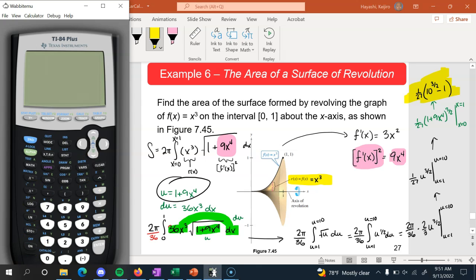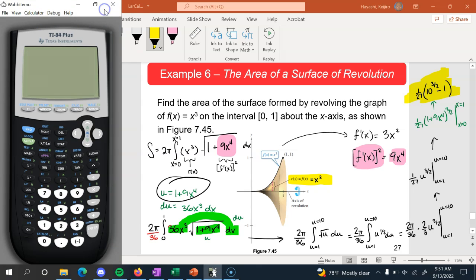So that's approximately 1.134, which is just to say that in terms of square units of area, it's a little more than 1 square unit of area. This sort of lampshade sheet thing.